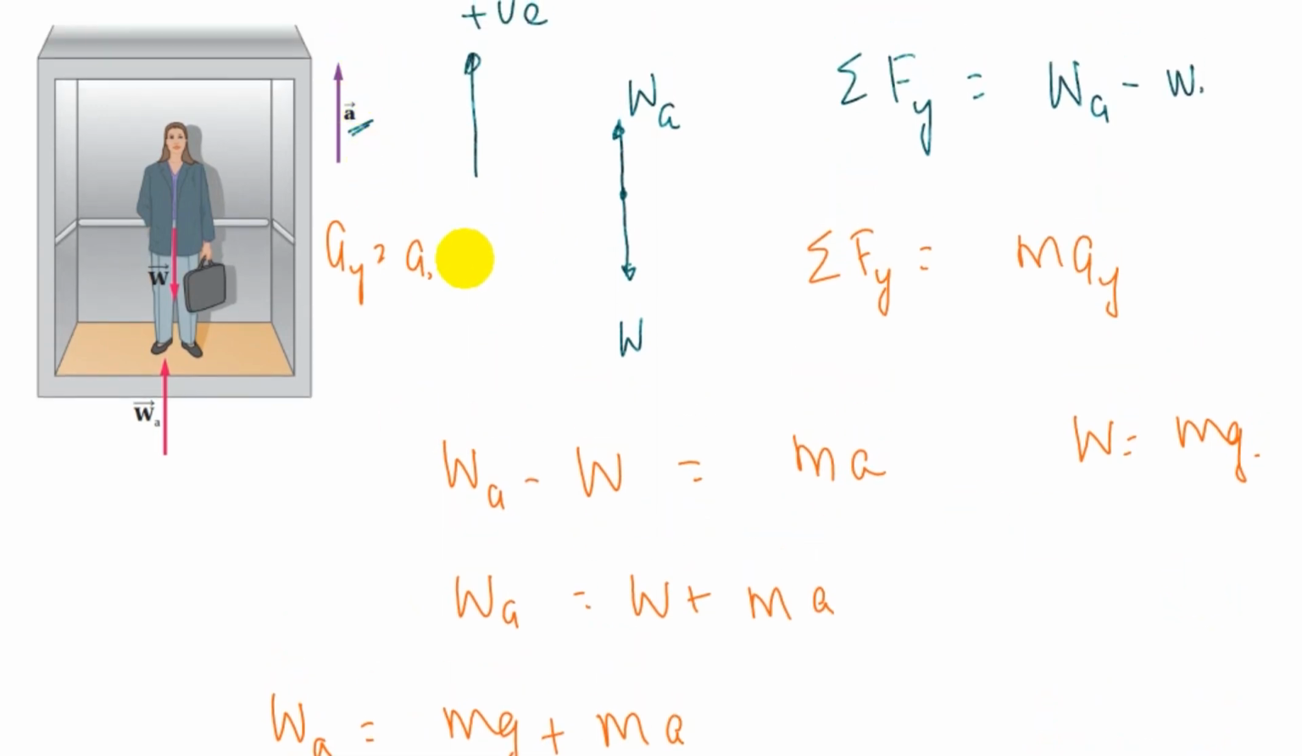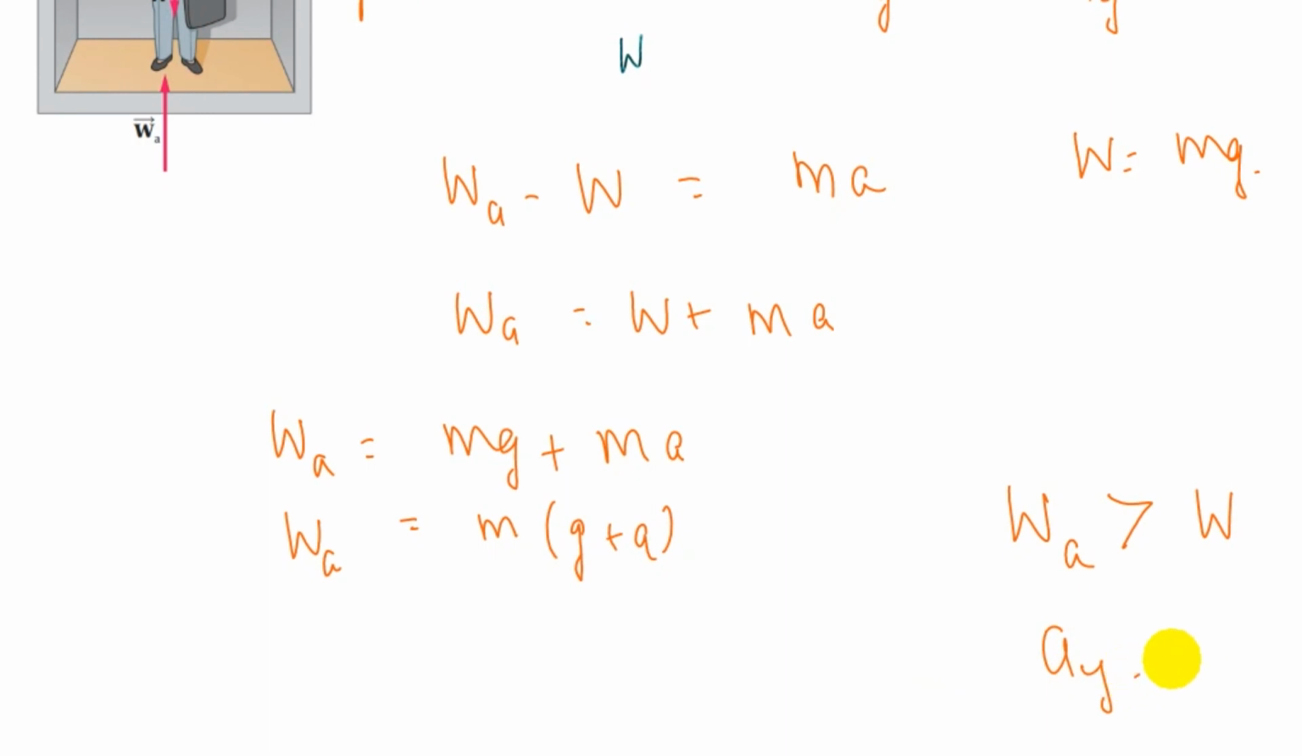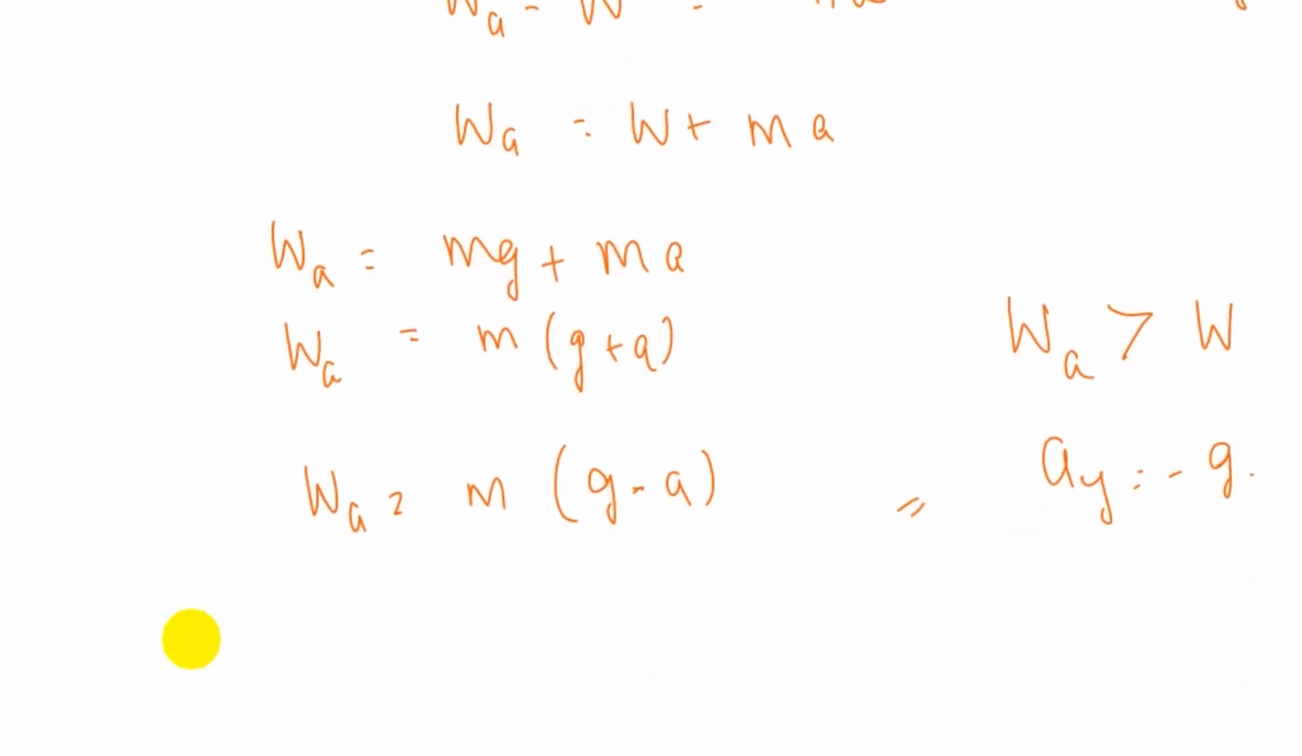Now think what would happen if the same elevator is accelerating downward. Then in this case, ay would become minus a. So this equation would become WA equals m times g minus a. So this time your apparent weight is less than W. So this time you'll feel lighter. So this is the concept of apparent weight.